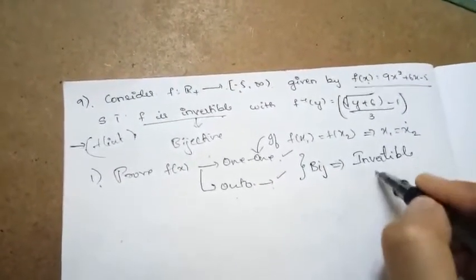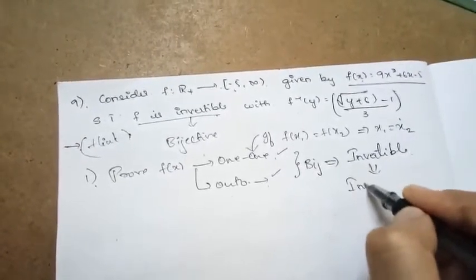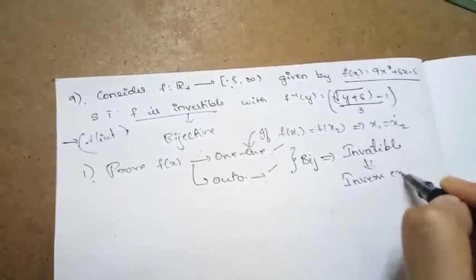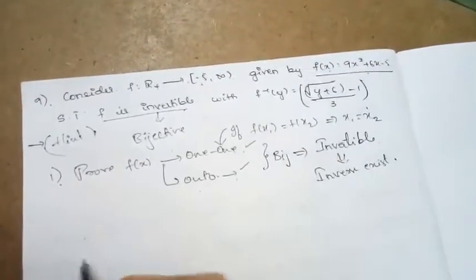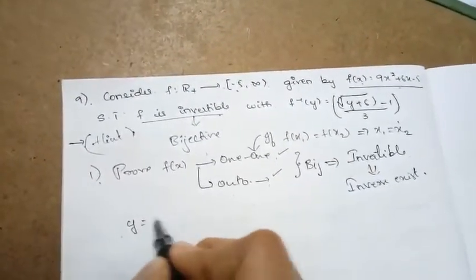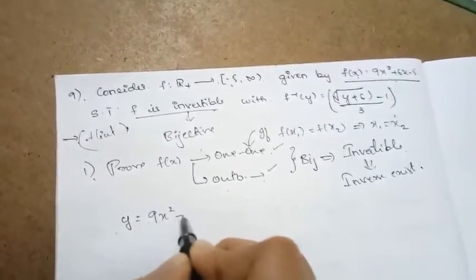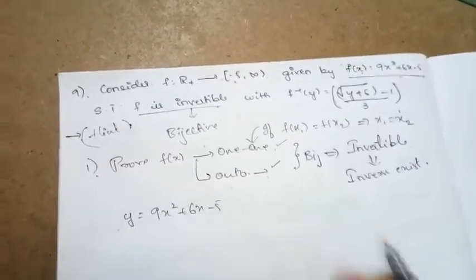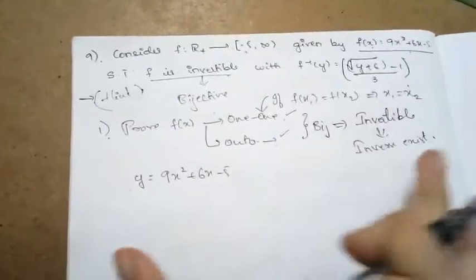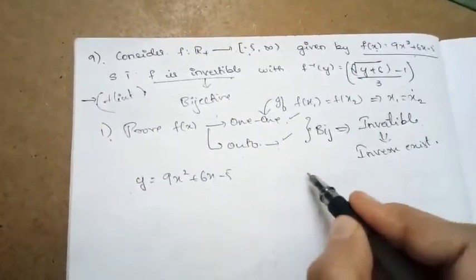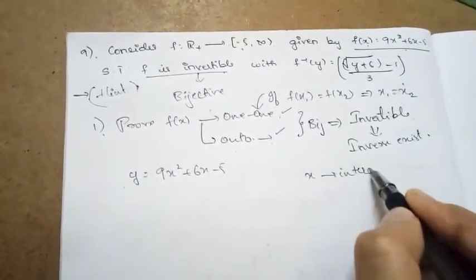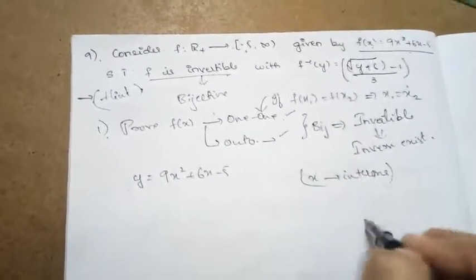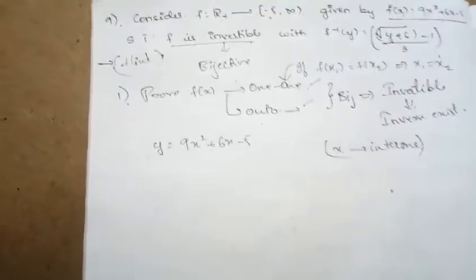It is an invertible function, so what now? The inverse exists. So now we need to find the inverse of the function. To find the inverse, they have given y is equal to 9x square plus 6x minus 5. The main thing I am doing in this question right now is expressing x in terms of y, and the rest of the part you do by yourself.